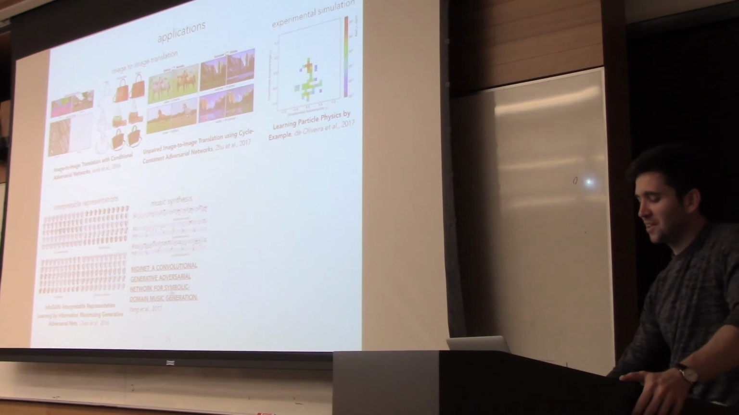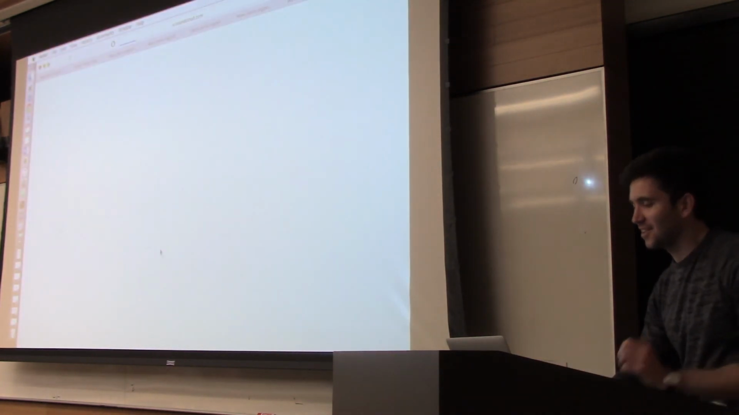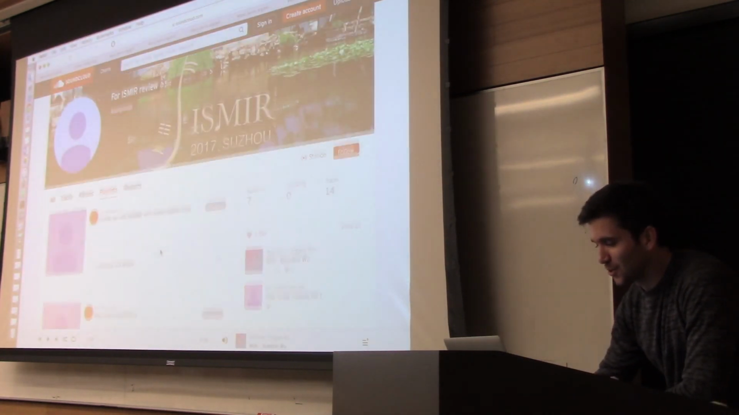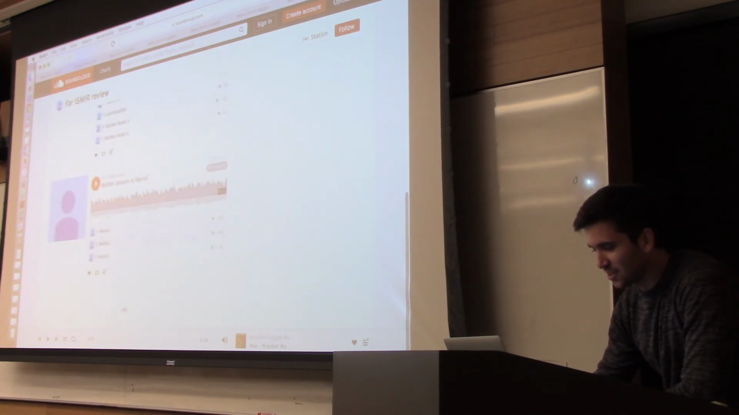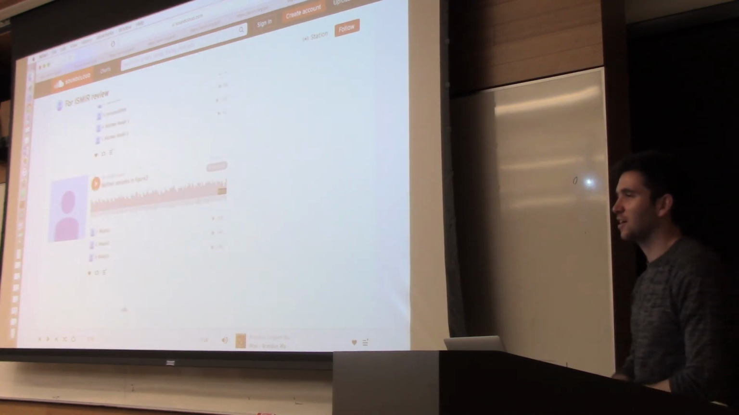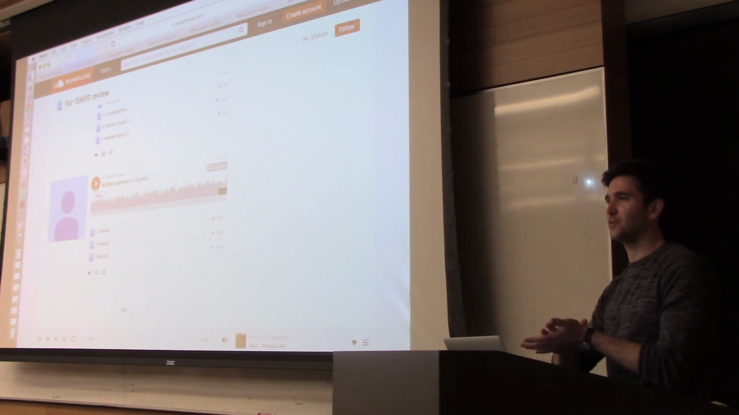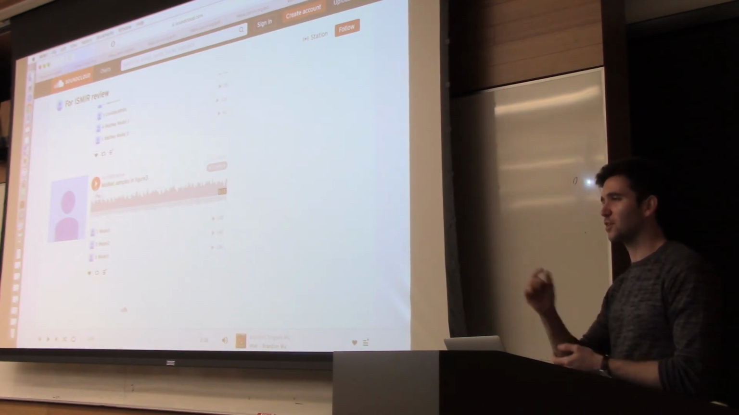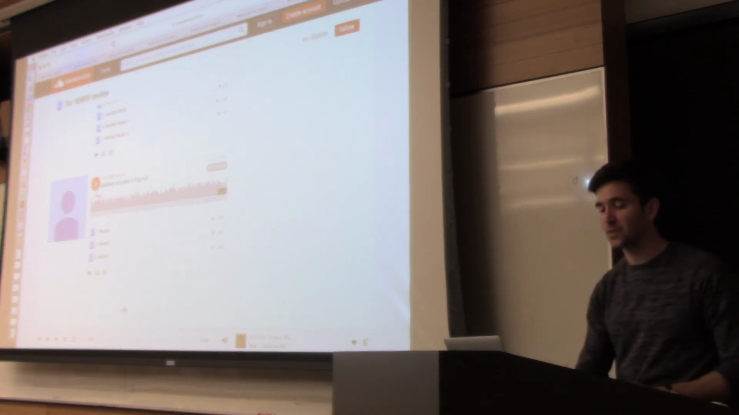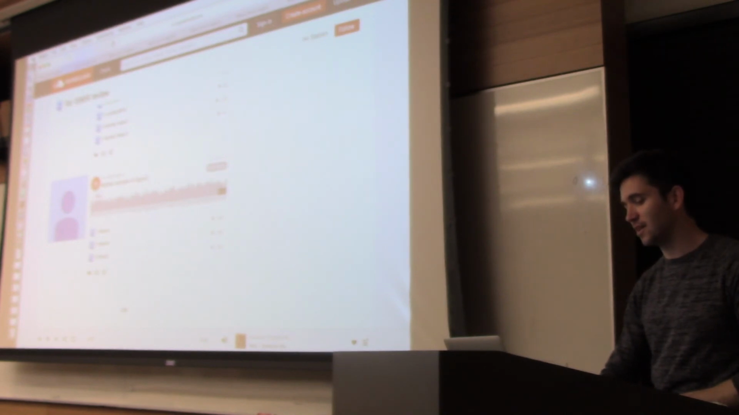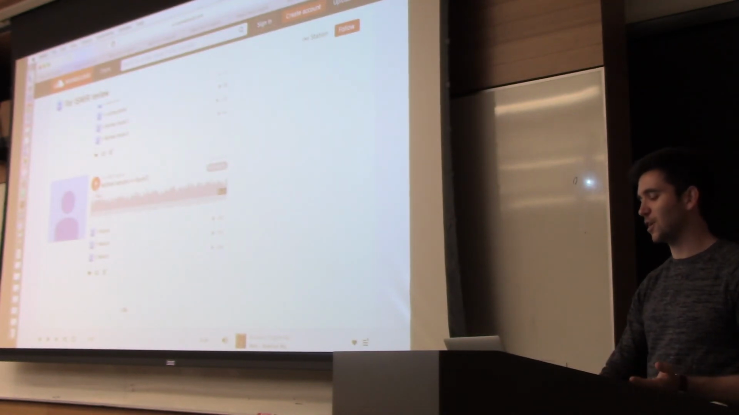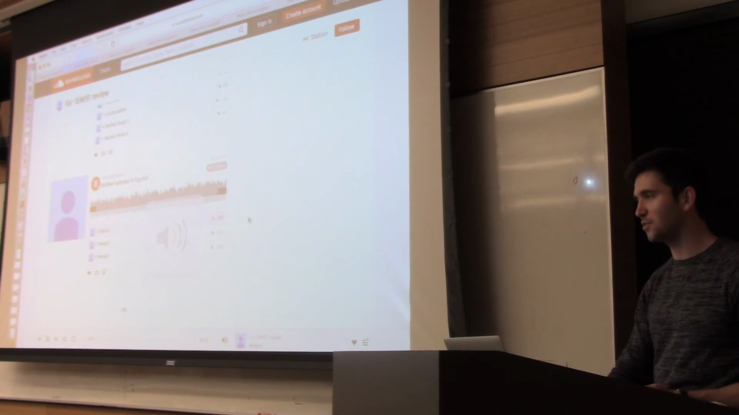A pretty interesting one, which I had to dig around for, is this MIDI net. I don't know if you're familiar with MIDI represented music, but it's just a way of representing music in terms of notes automatically. And they can generate samples of these MIDI renditions.